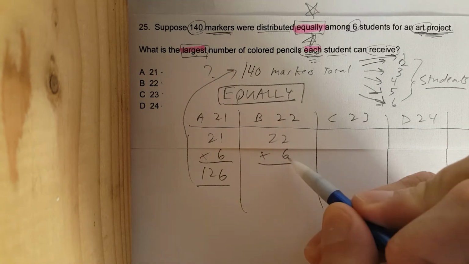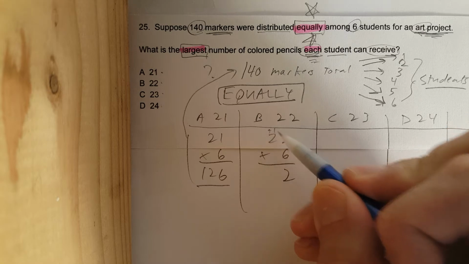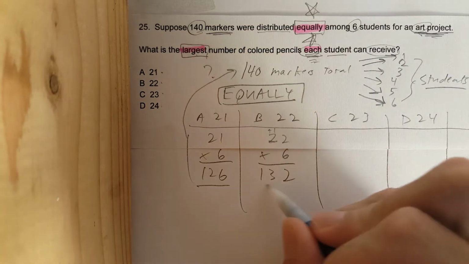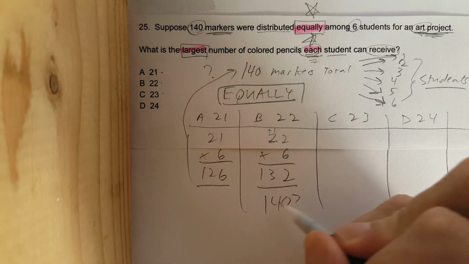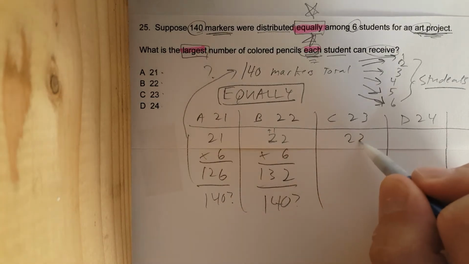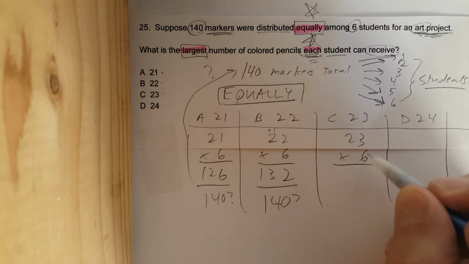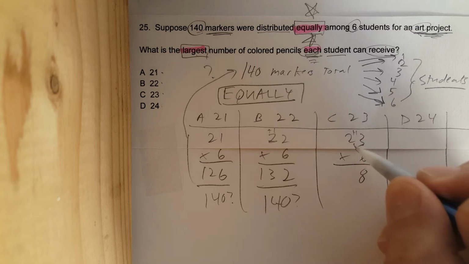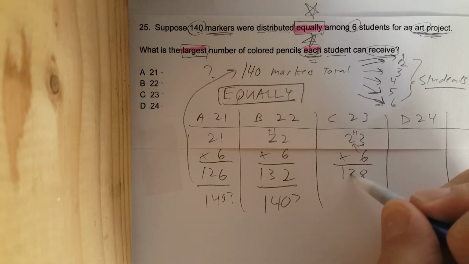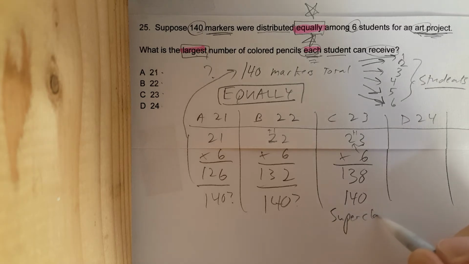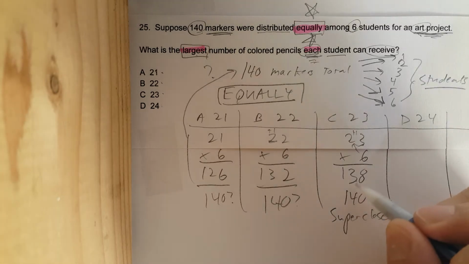Let's try answer B. 6 times 2 is 12. Carry that 1. 6 times 2 is 12. Add 1. 132. Still not close enough to 140. Let's go to the next one. 23 times 6. Each student gets 23 markers. 3 times 6 is 18. Carry that 1. 6 times 2 is 12. Add the 1. I get 138. That is super close. Look how close those two numbers are.